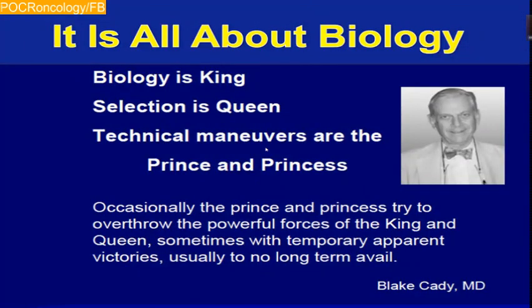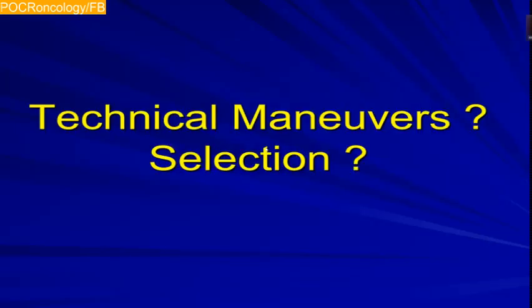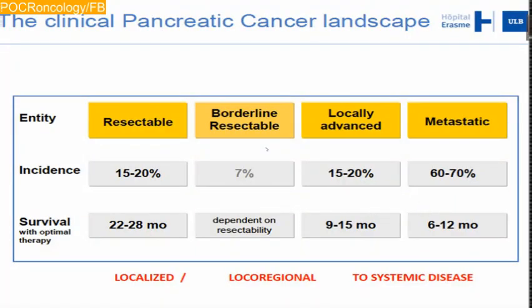This is my favorite quote in oncology ever. This is Dr. Blackadar, a surgical oncologist from Brown, and you all know this, but I always keep bringing it into all my presentations, because I think it's all about biology eventually, and then selection comes next, and then technical maneuvers: radiation, surgery, RFAs, chemotherapy, everything comes as technical maneuvers, which help just a little bit, and eventually biology rules and governs the outcomes. So let's see what we have done in terms of understanding that biology is the key, and Dr. Molina had said some of it with pancreatic cancer, but let's see what we have done with technical maneuvers and selection.